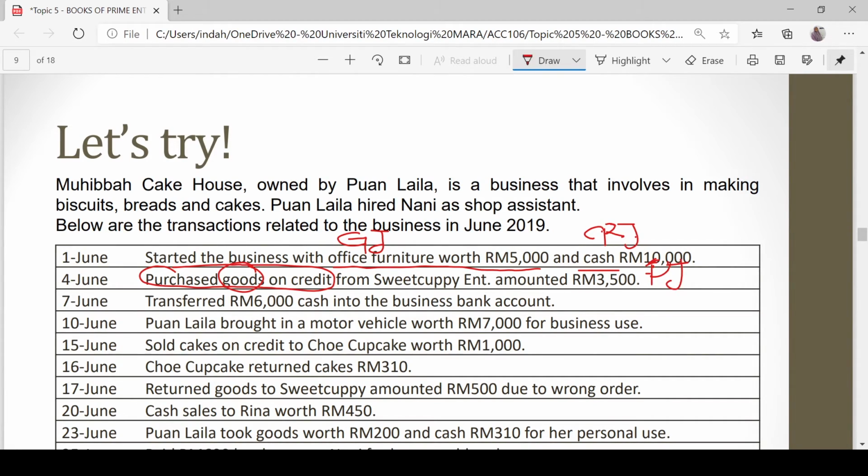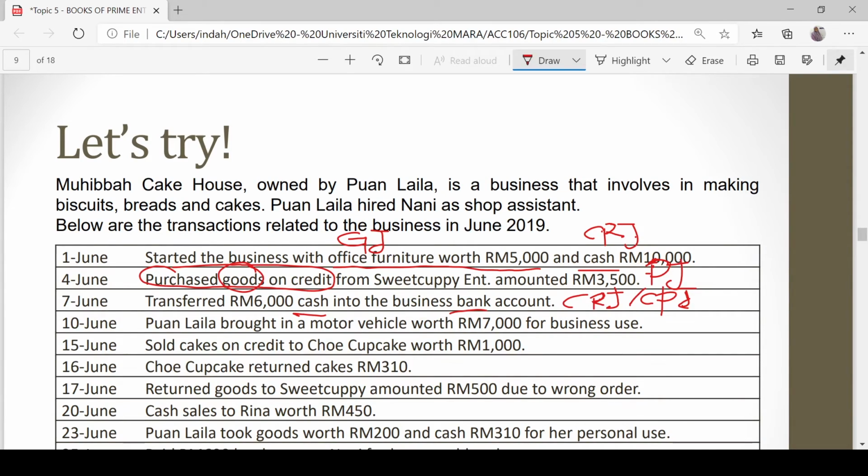Okay, next. Transferred 6,000 cash into the business bank account. You take out cash and then you deposit it to the bank account. Both are cash transactions. So both will be recorded in either the cash receipt journal for the bank, and then the cash payment journal for the cash.